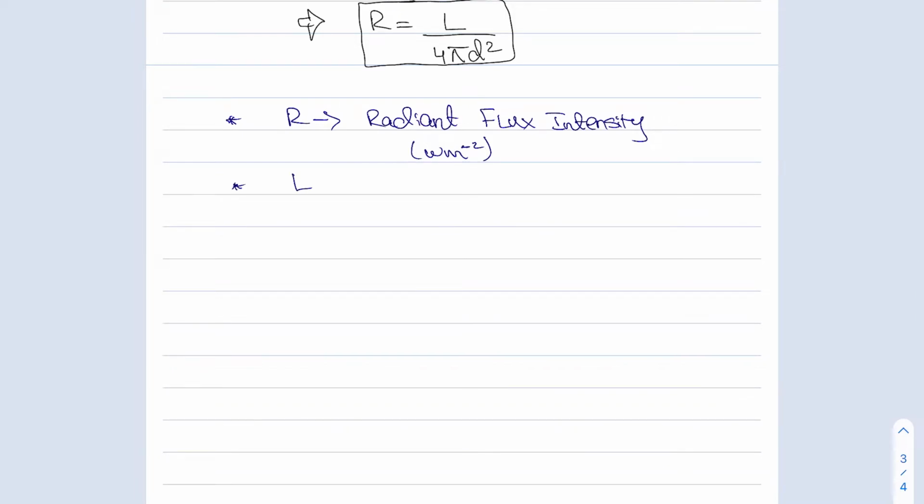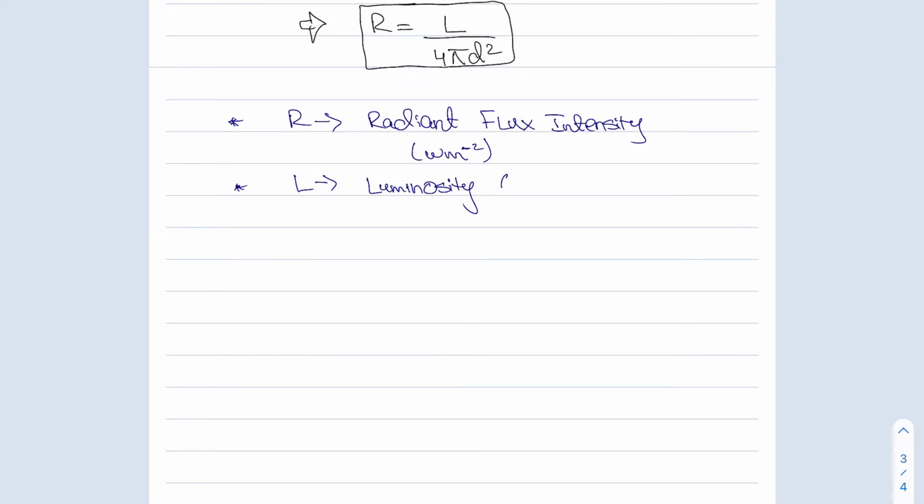So L stands for luminosity. The units for this would be watt, because L is basically power, and D is distance to a galaxy. Right. Now you might ask, distance to a galaxy from where? So it can be distance to a galaxy from wherever you're standing, from wherever the observation is taking place, right?